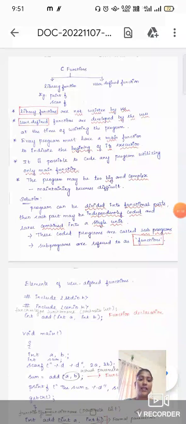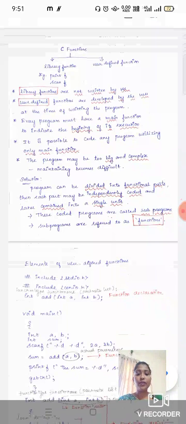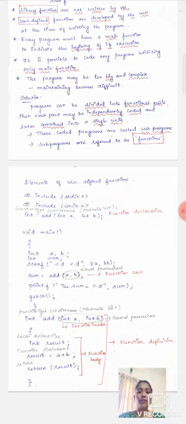Now let us see about the elements of user defined functions. This is a simple program for a user defined function. In this program we are declaring the add function and calling the add function, and we are adding two numbers and returning the result to the main function. This is the program.